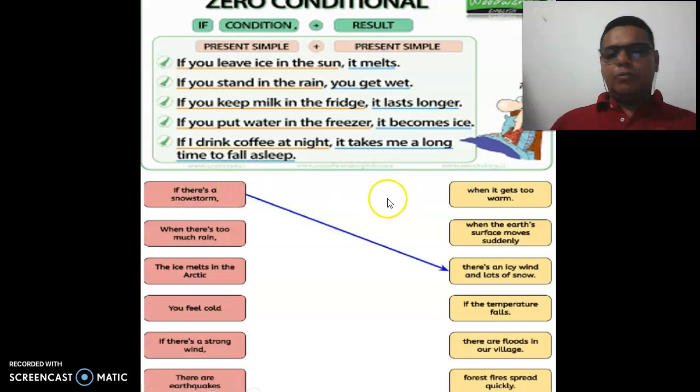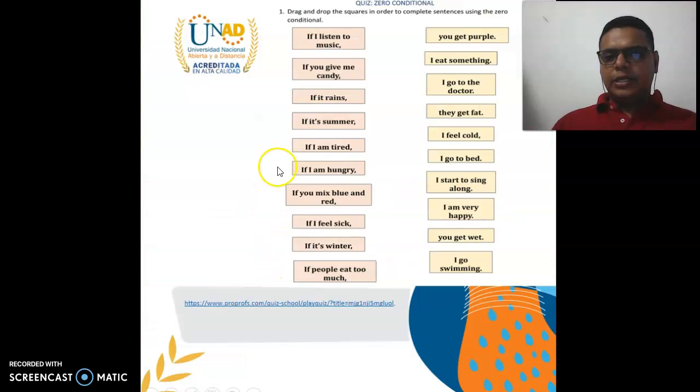I have more exercises. So they're going to choose the correct answer. In this case, if there is a snowstorm, there is an ice wind and a lot of snow. So they're going to choose one of these, wind and arrow. Yes, and here we continue with zero conditional. We have more exercises here, and also I have a quiz, like an exam.